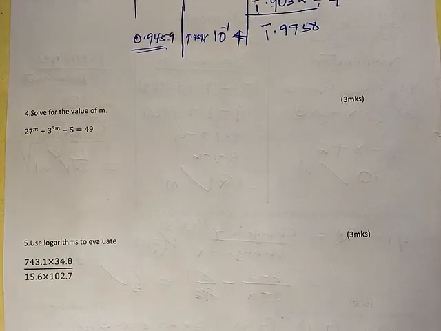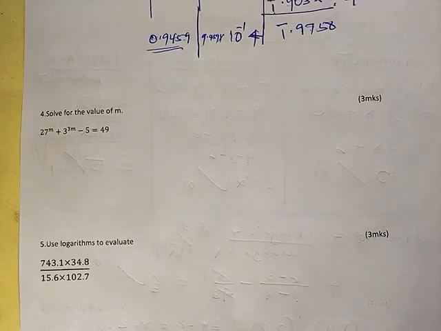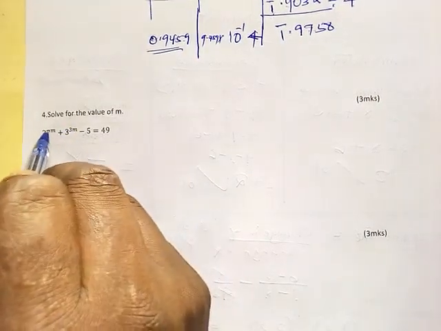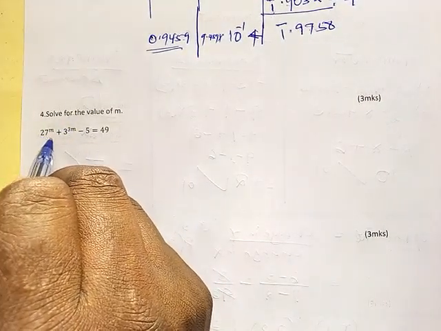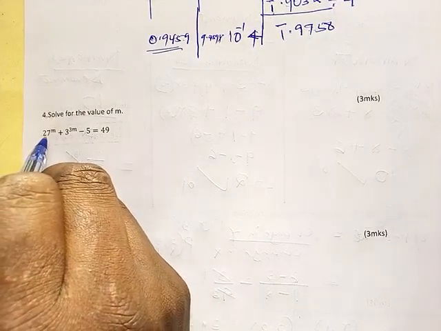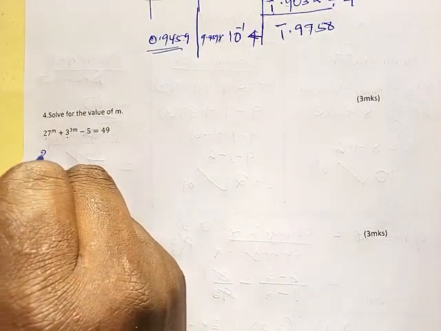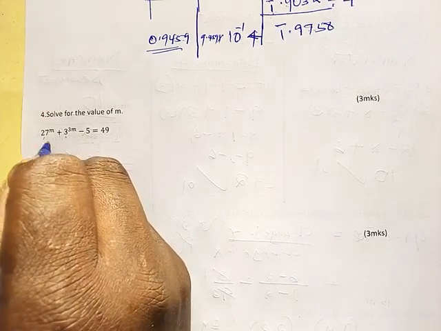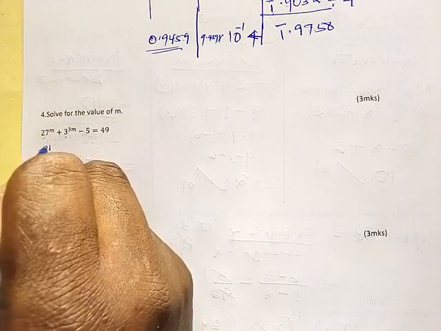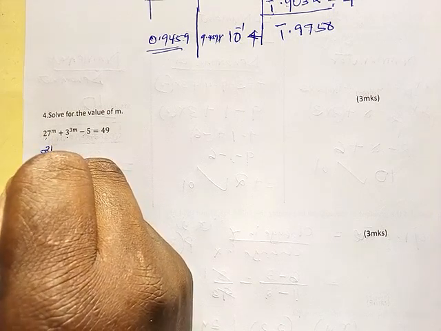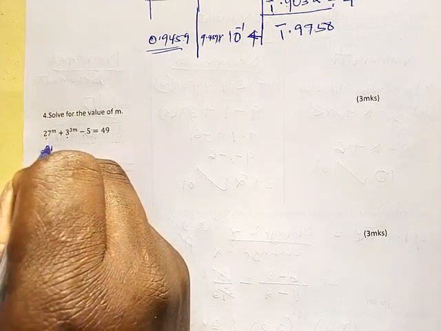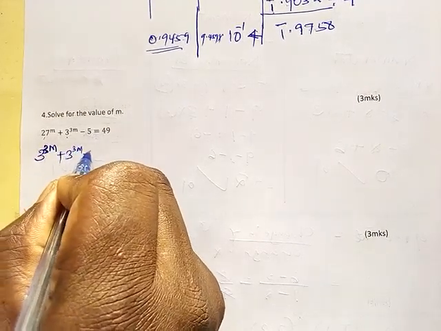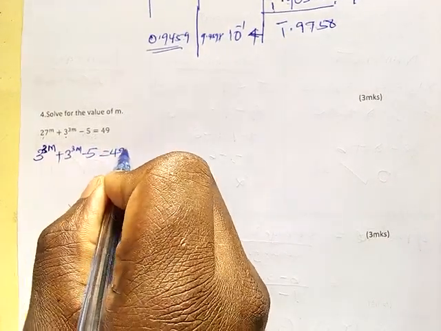Solve the value of m. We want to solve for m. So here, let us make the bases the same on the left side first. We can make this one base 3. So 3 raised to power 2 times m. No, how many? Yes, 3 raised to power 3, not 2. 3 raised to power 2m plus 3 raised to power 3m minus 5 equal to 49.